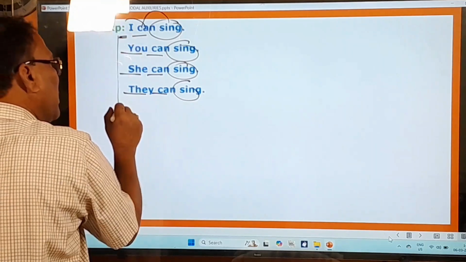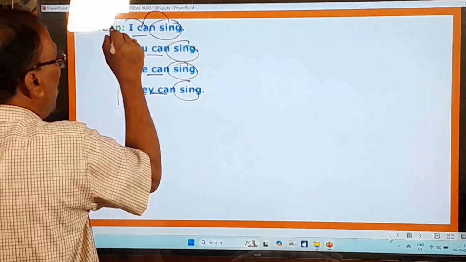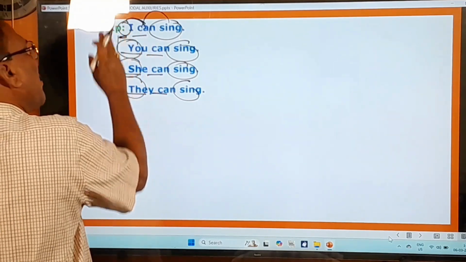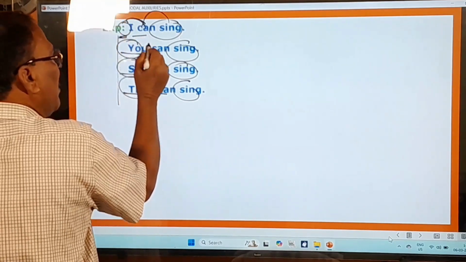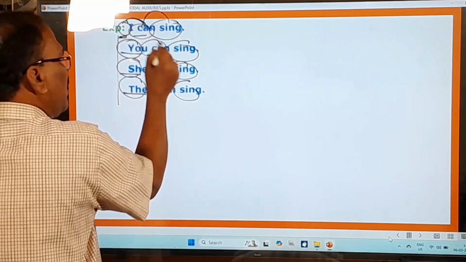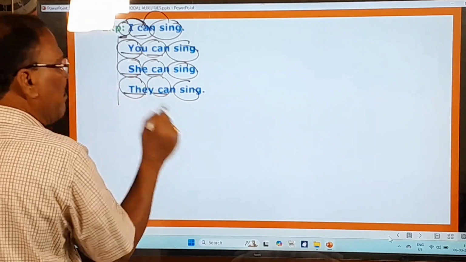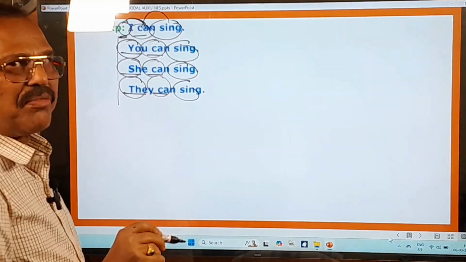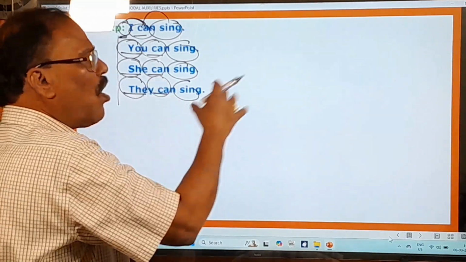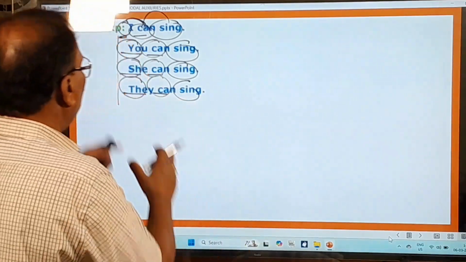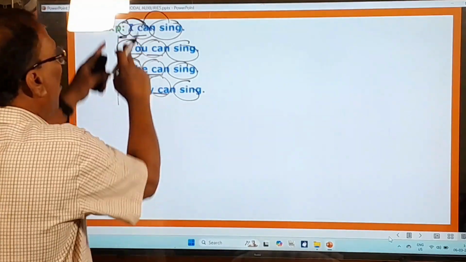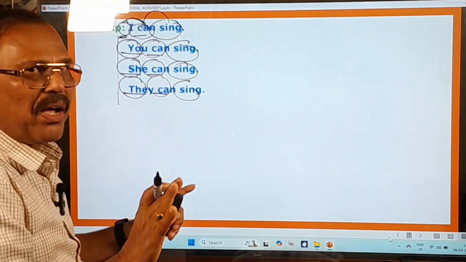Whether the subject is singular or plural, whatever the number or person of the subject, this modal auxiliary can never changes. Not only can, all the modal auxiliaries don't change according to the person or the number of the subject. This point you have to understand.